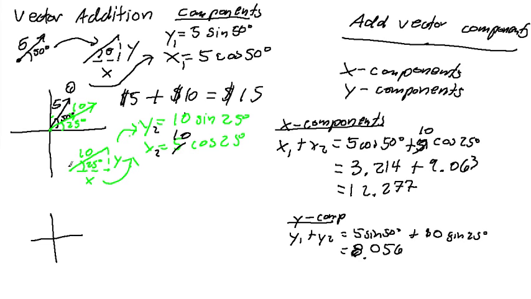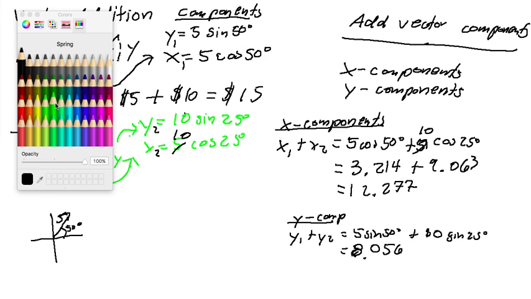So like its name says, you're going to grab the tail of the vector and connect it to the head of your other vector. So for example, vector number 1 was 5 at a 50 degree angle, and vector number 2 was 10 at a 25-degree angle. So now notice what I did there.